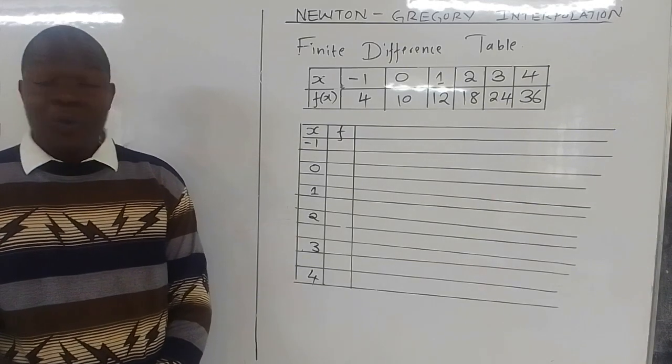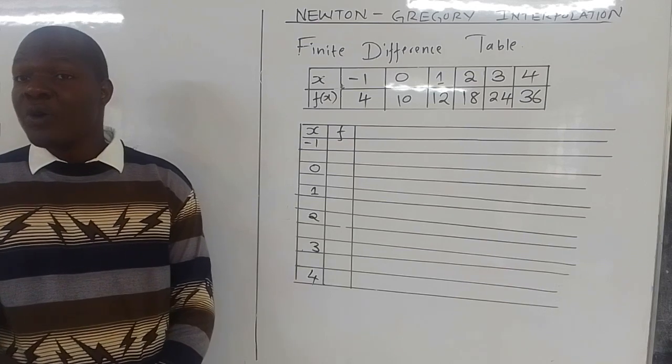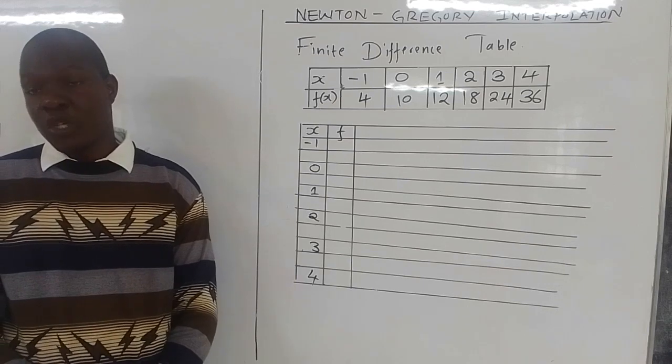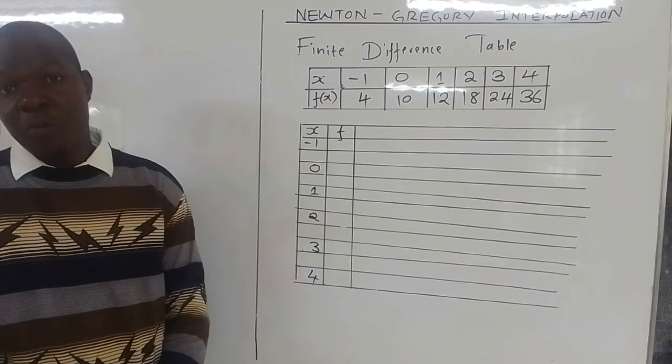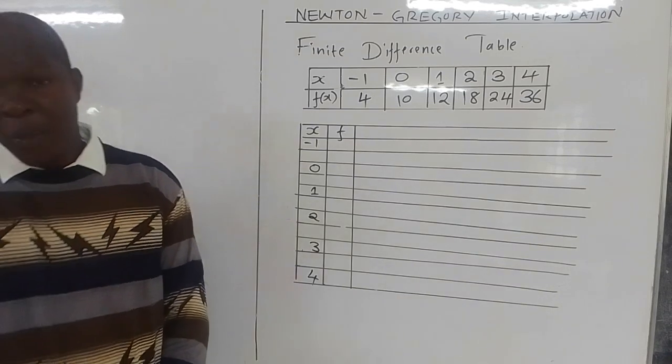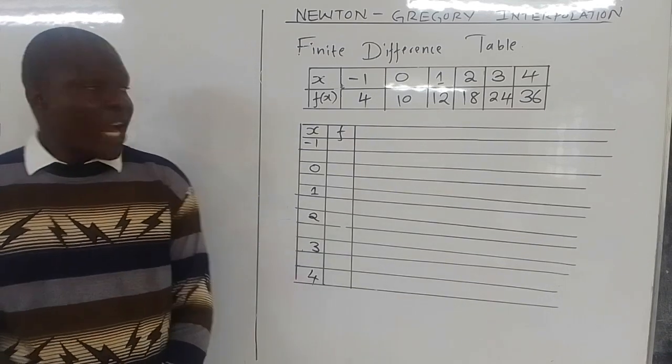So, constructing a finite difference table is the beginning of solving any problem with the Newton-Gregory interpolation formula, whether it is forward difference or backward difference, or you want to get an interpolation polynomial. Are we together?